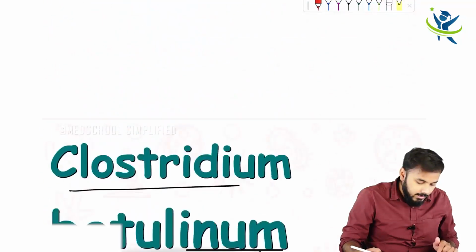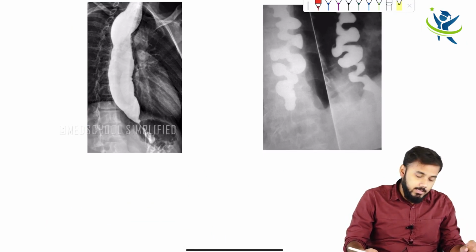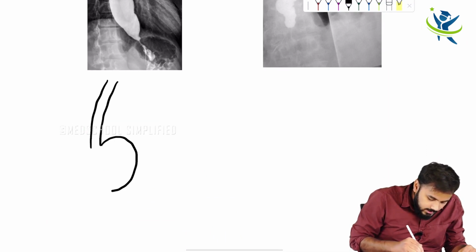Now let us look at the picture here. Look at a barium meal X-ray of the esophagus here. Look at the esophagus. Normal esophagus has to be like this. This is the normal esophagus and this is the stomach over here.